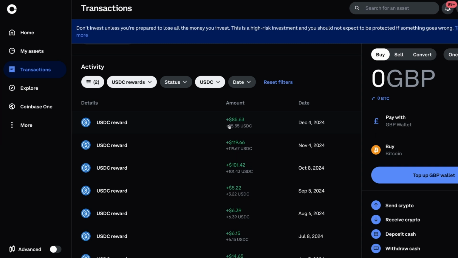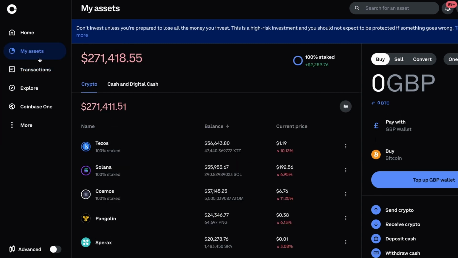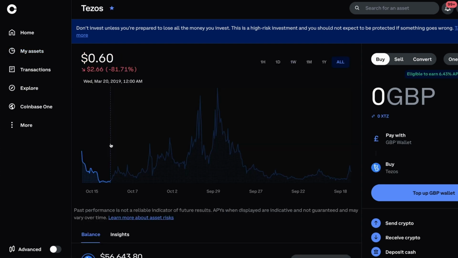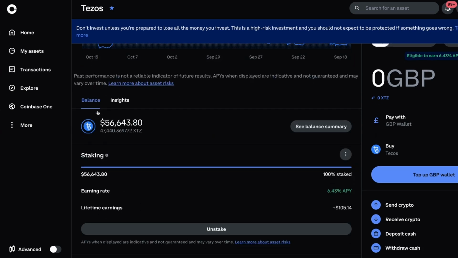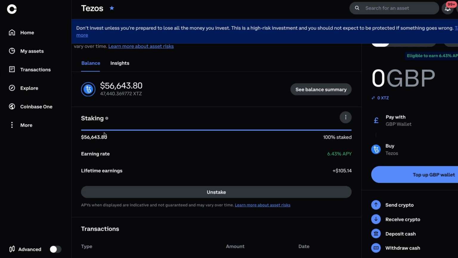So it's very simple. Let's go back to a more risky example. Let's go on to Tezos. As you can see, Tezos is not a stable coin. It changes price quite a lot. It's an alternative coin, so it is very volatile. But as you can see here, you have to manually stake more if you want to stake it into the staking wallet.